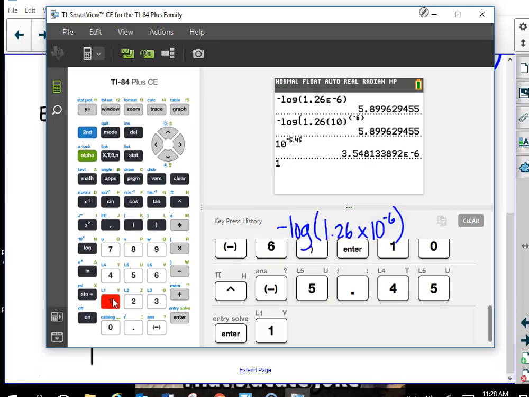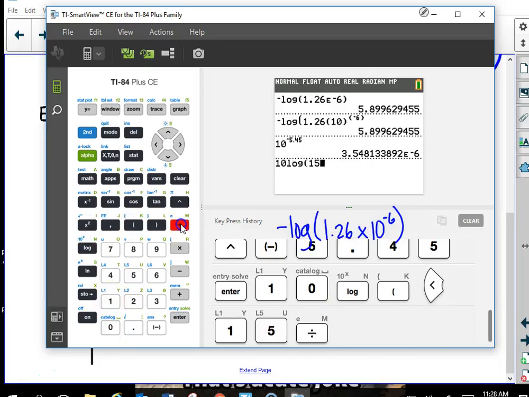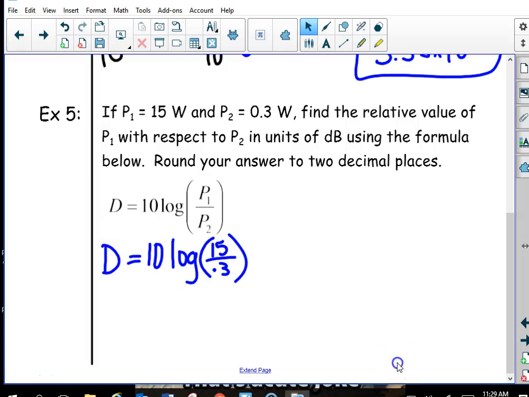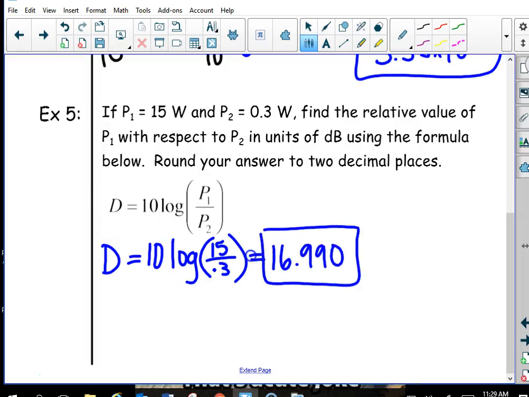So 10 common log of 15 divided by 0.3. 16.990. And that is it for chapter 4.4. See you in class.